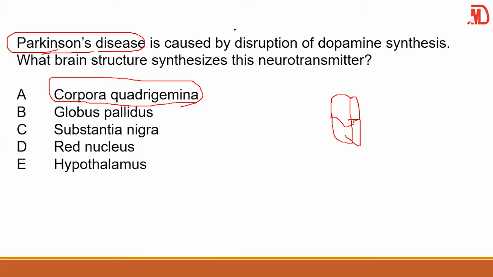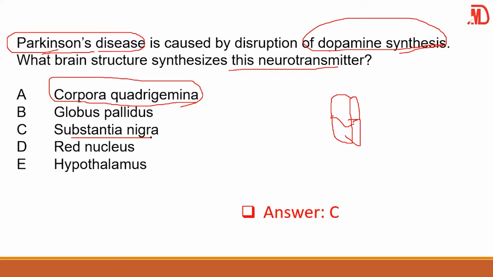That's just a revision. So Parkinson's disease is caused by disruption of dopamine synthesis. What brain structure synthesizes this neurotransmitter? Meaning that with Parkinson's disease, we deal with the dopamine neurotransmitters. So if you're talking about Parkinson, we are definitely referring to the substantia nigra. So your answer here is C.